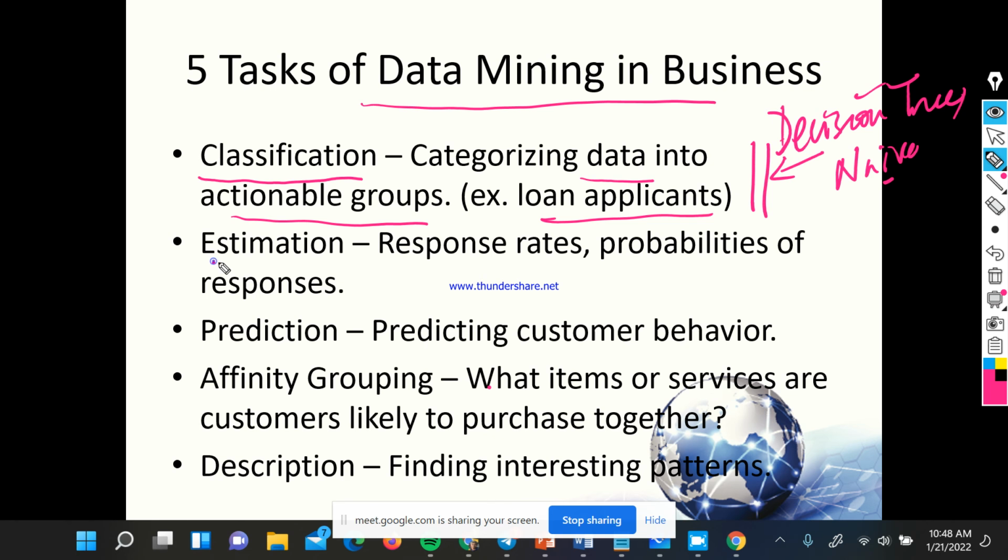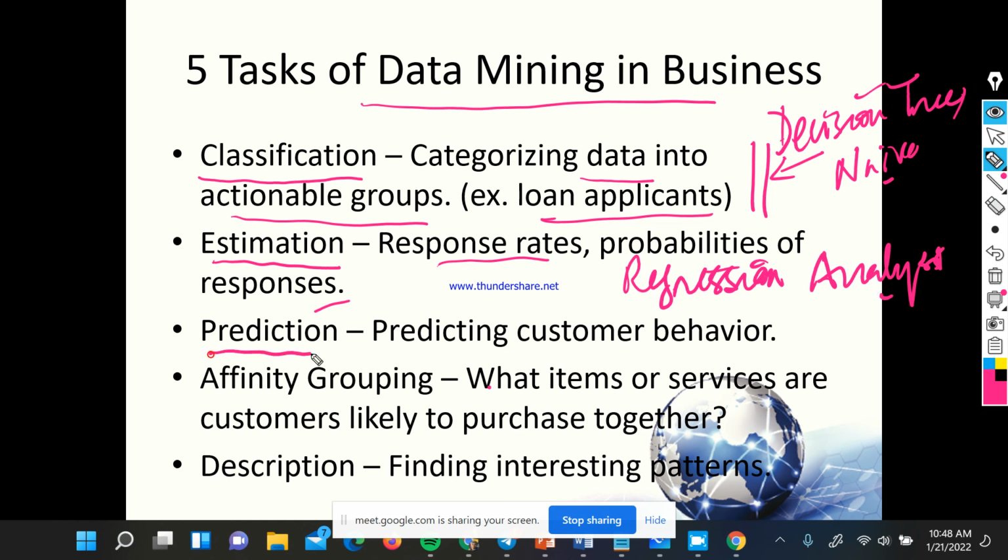The second category of task that is very important is estimation. Estimation means we are talking about something more like prediction, like response rates, probability of responses. Estimation is based on classification. Classification is categorizing data, but here you are estimating the response rate. Sometimes we call it regression analysis, and regression analysis is a part of the estimation process.